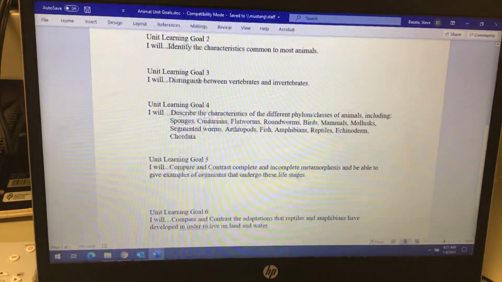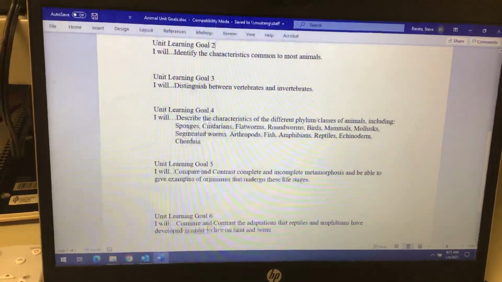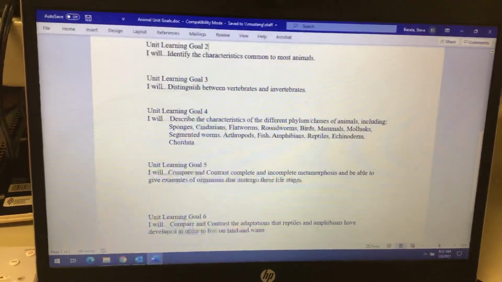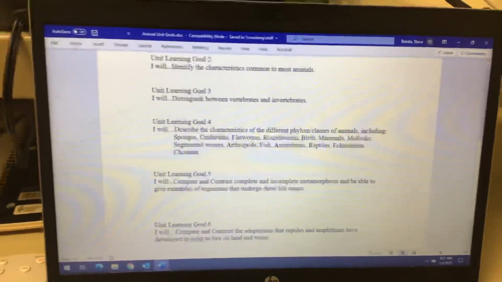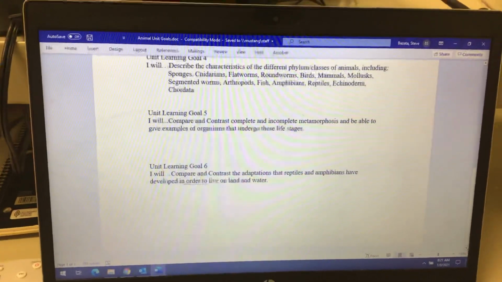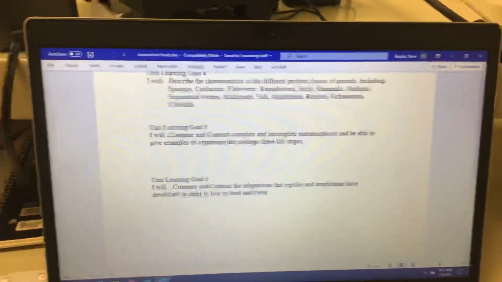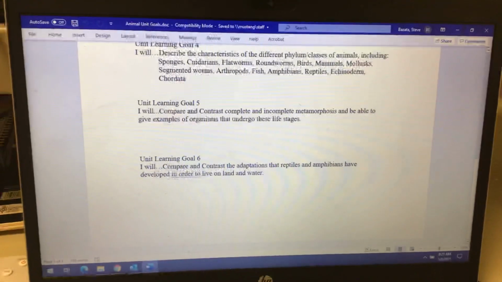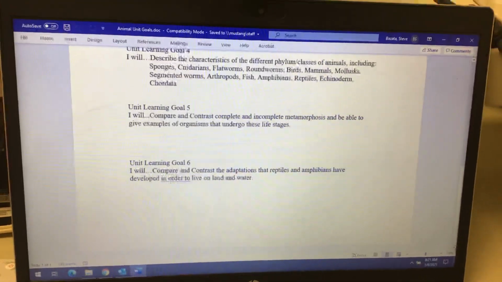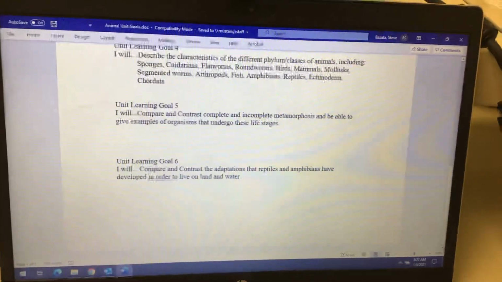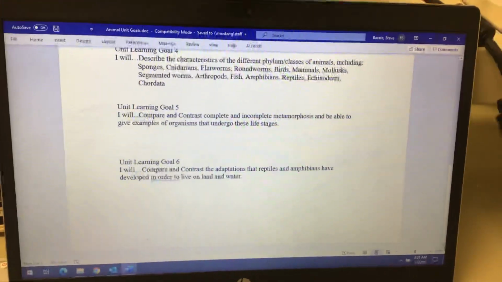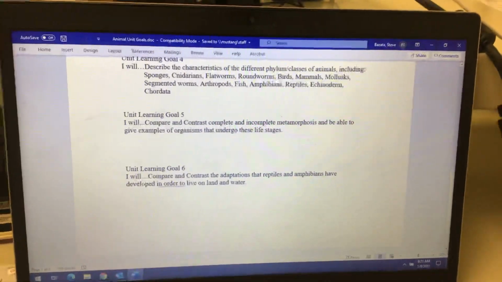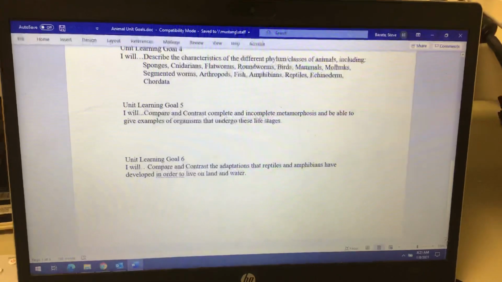We're going to talk about complete and incomplete metamorphosis and what that means and what things do those things. And then we're going to talk about the differences between amphibians and reptiles and how they develop. There's tons and tons of stuff that we're going to cover in this, and this is a lot of fun. A lot of people like the dissections, the hands-on stuff. So it should be a good time.